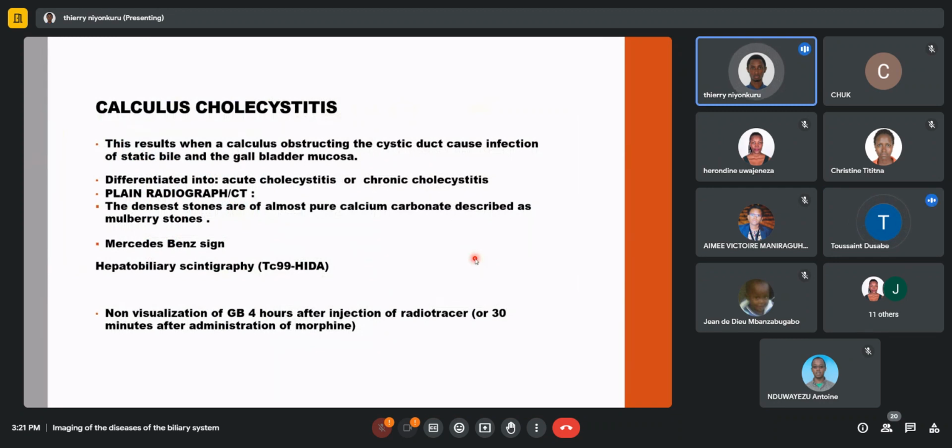So for calculus cholecystitis, it is when there is a calculus obstructing the cystic duct, and it will cause infection of the static bile and the gallbladder mucosa. So we have to be able to differentiate acute from chronic cholecystitis. On CT, we may see this dense stone made of calcium, called a biliary stone. We may see the Mercedes-Benz sign. We may use hepatobiliary scintigraphy, and when there is no visualization of the gallbladder after 4 hours of injecting a radiotracer, we may also suspect cholecystitis, but considering also the clinical signs.